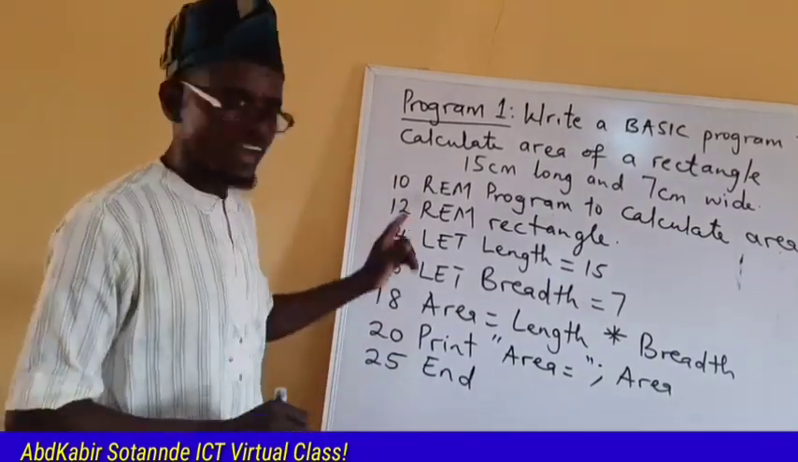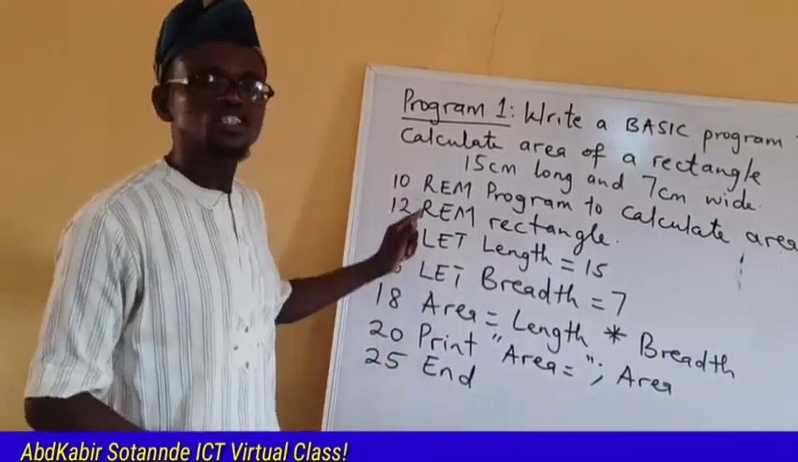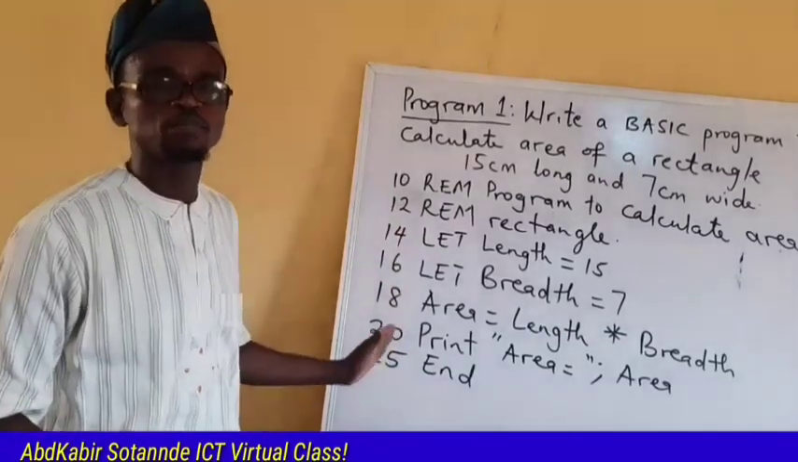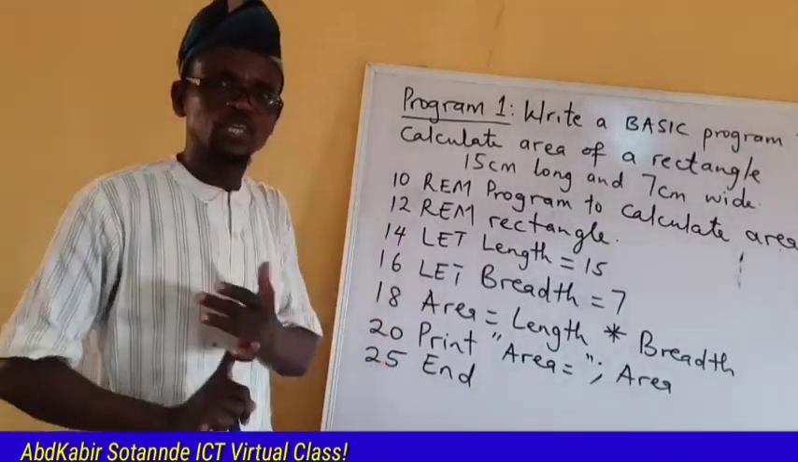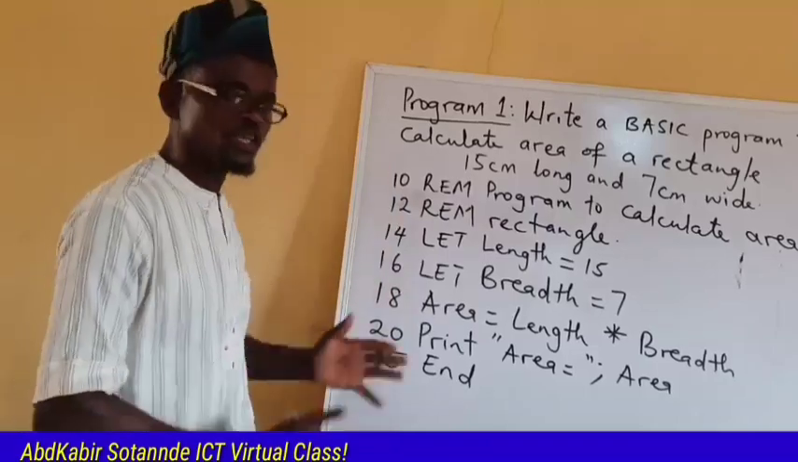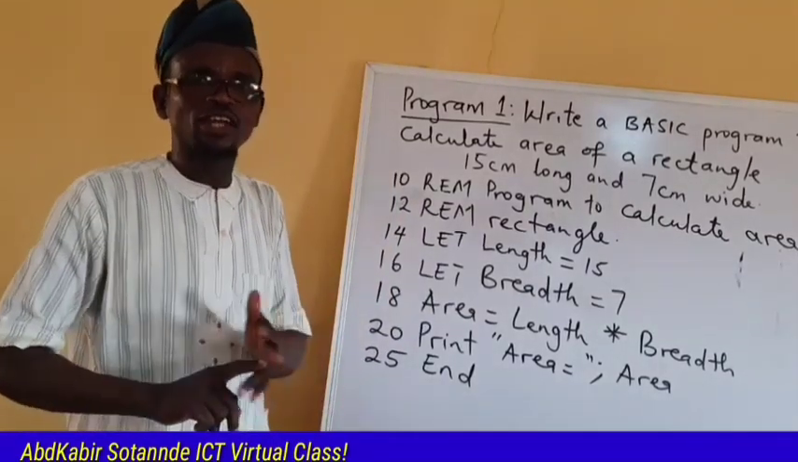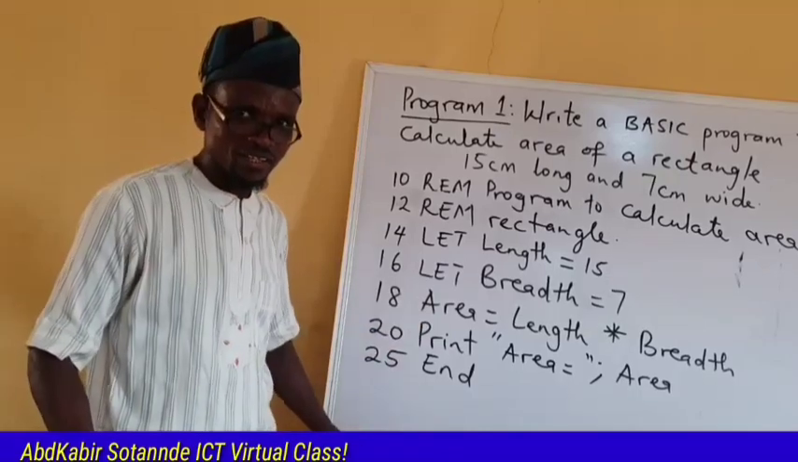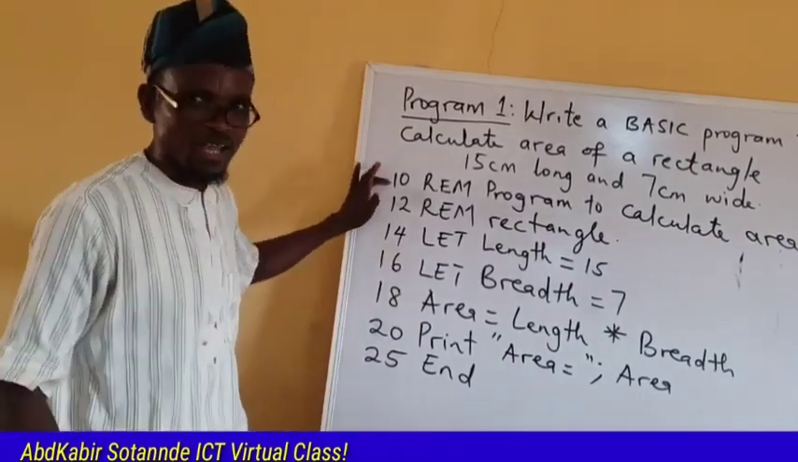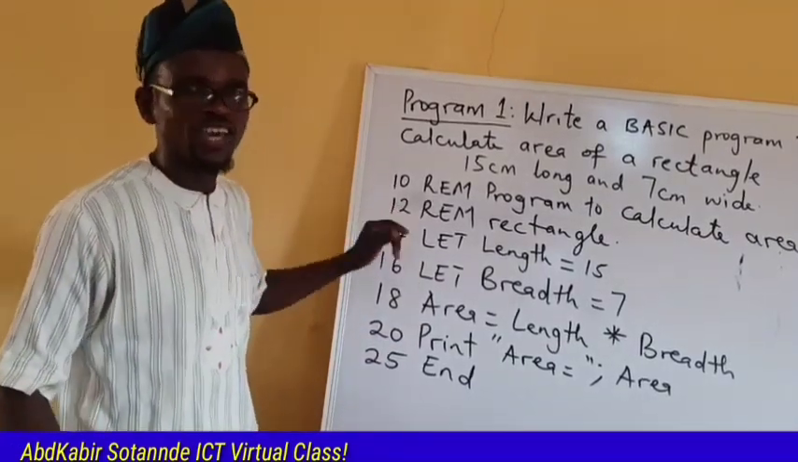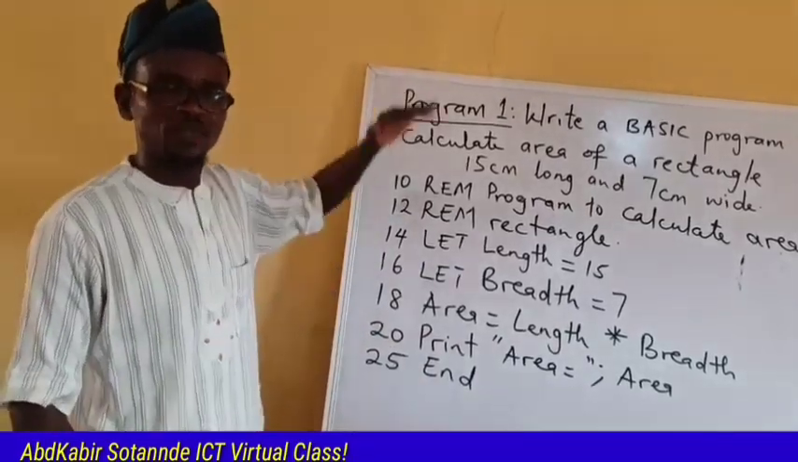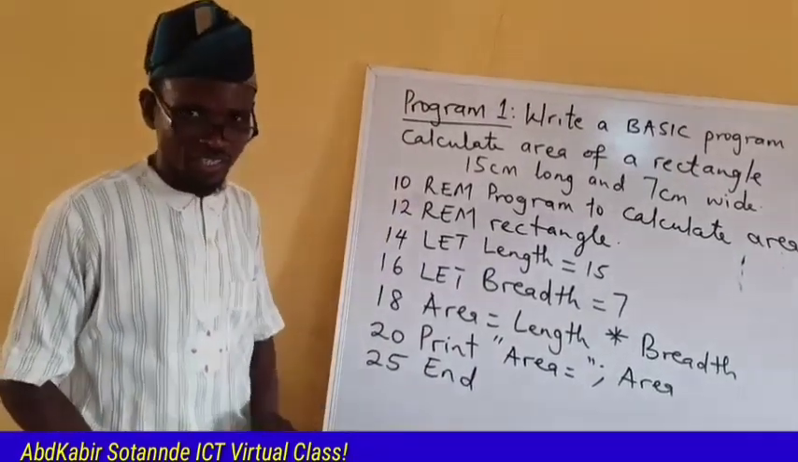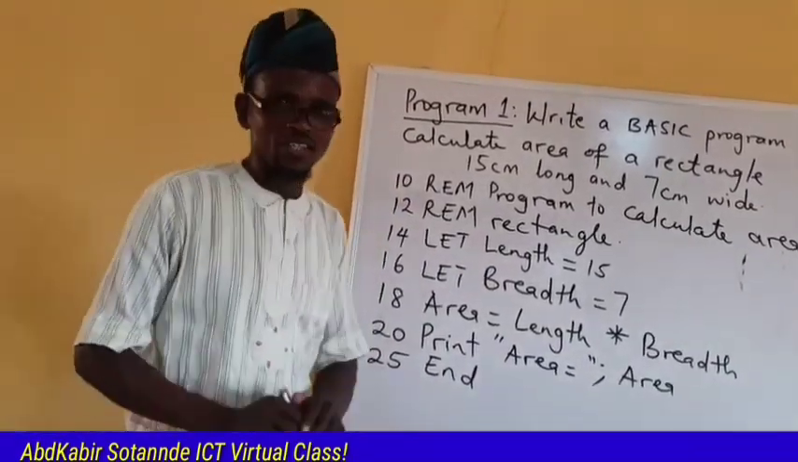Kindly note this: in writing statement numbers, it is not compulsory that your numbers must be sequential. What is important is that the number must be a whole number. Then another thing is that it must be in increasing order. You cannot write the same number as a statement number, and you cannot write a number less than the previous one. Do you understand that? So that is how to write our statement numbers.